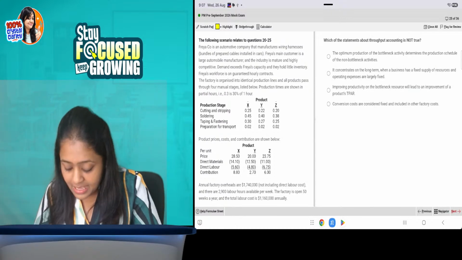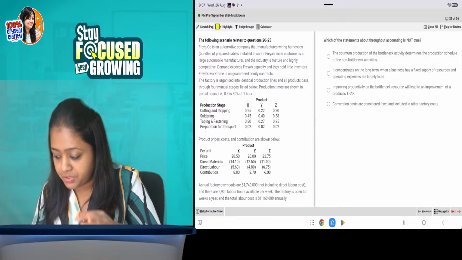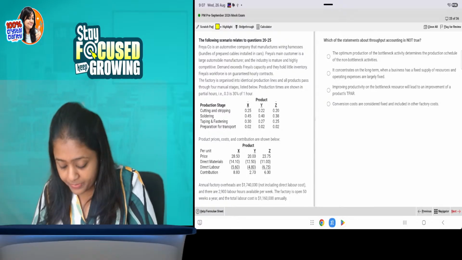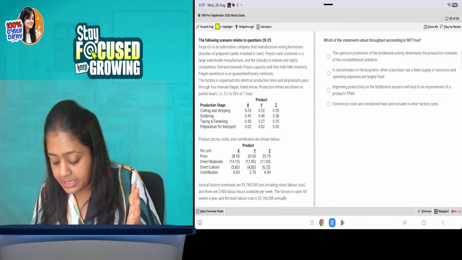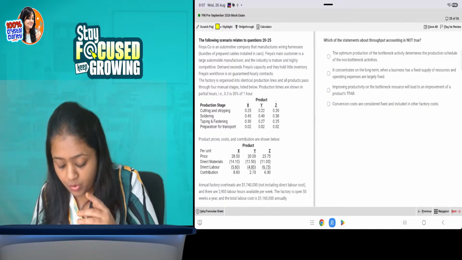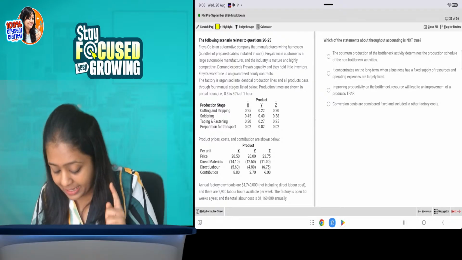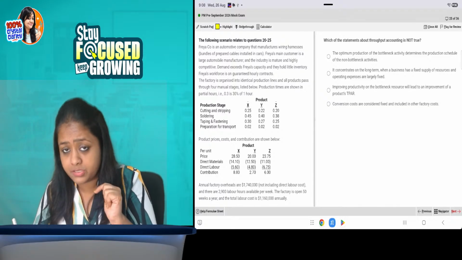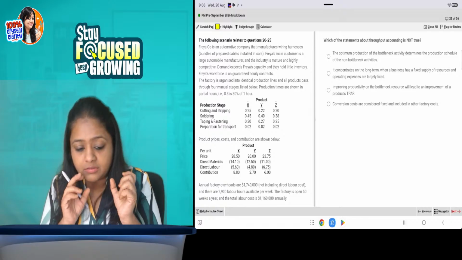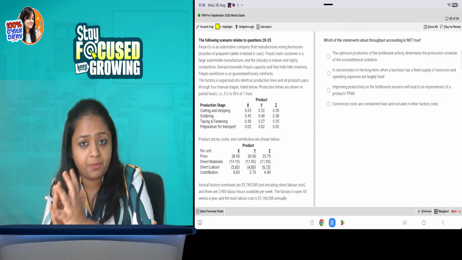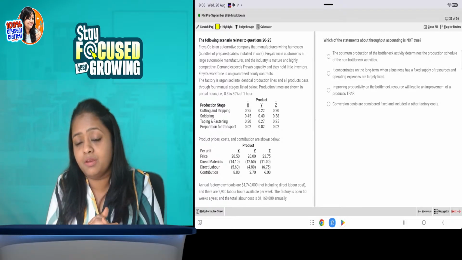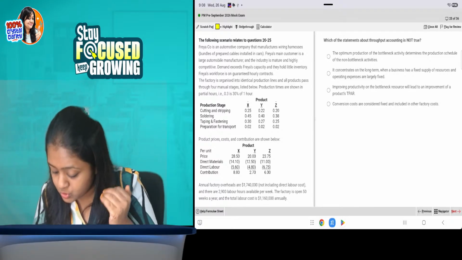Next one. Which of the statements about throughput accounting is not true? The optimum production of the bottleneck activity determines the production schedule of the non-bottleneck activities. This is true, because everything will depend upon the bottleneck activities. So the optimum production of bottleneck activity will determine the schedule for non-bottleneck activities, which is true.